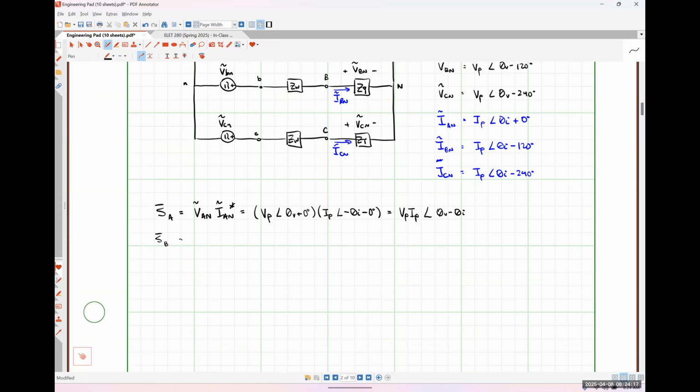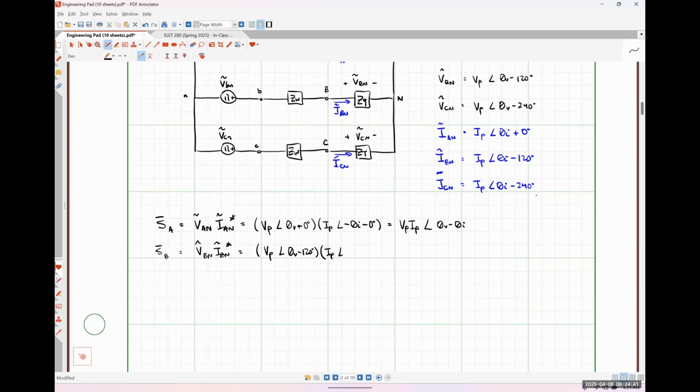For the B phase, I'm going to have VBN times IBN conjugate. And so that's going to look like VP with an angle of theta V minus 120 degrees times IP with an angle. So now I'm taking the conjugate of theta I minus 120 degrees. So that's going to look like negative theta I plus 120 degrees. I just have to flip the signs fully on that angle.